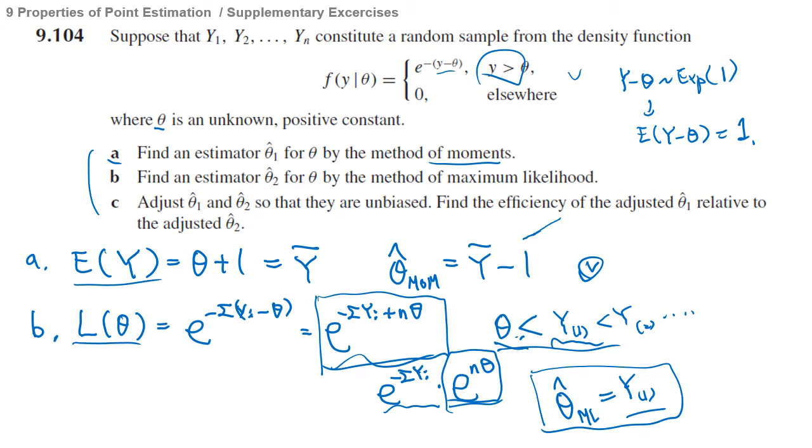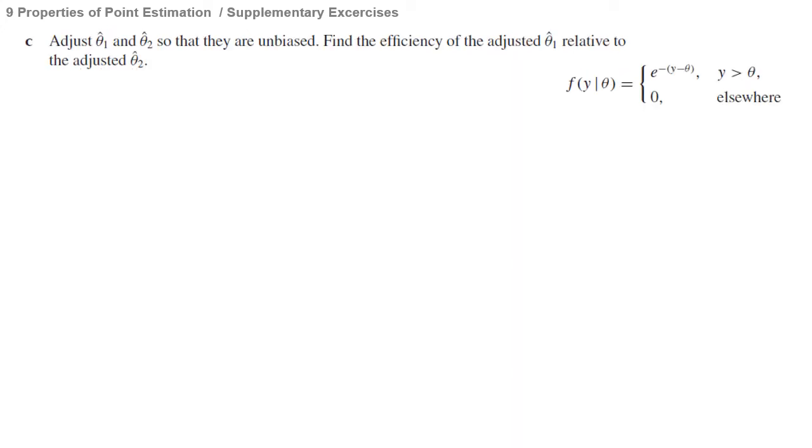Okay, and let's move on to number C. I will explain number C from the next slide. Okay, let's move on to number C. Adjust zeta 1 hat and zeta 2 hat so that they are unbiased. Okay, let's try to do this first.